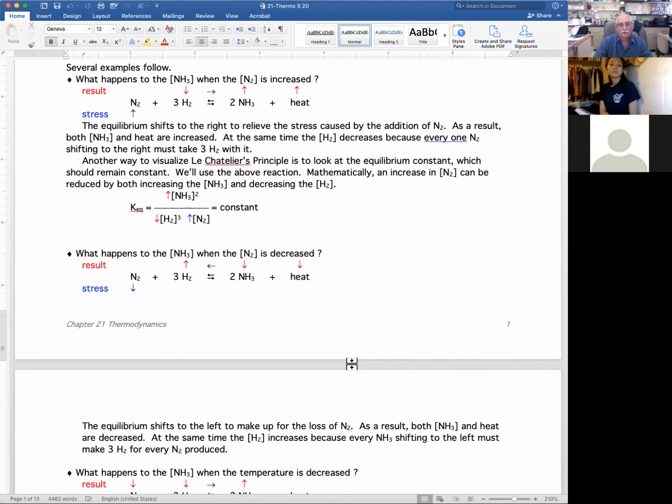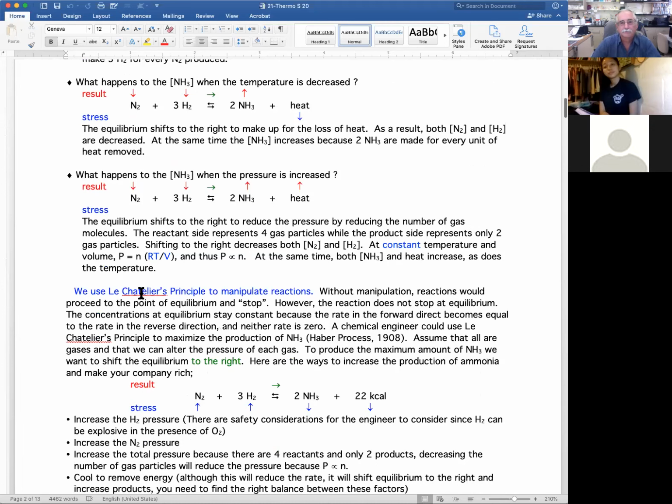So look at the next problem. What happens to the ammonia concentration when the nitrogen is decreased? So this time I'm reducing the nitrogen, that's the stress. And so I'm going to activate this reverse reaction. Whatever stress you do, it will shift in order to try to undo what you just did to it, because it wants to get right back to equilibrium. So that means that the arrow is going to shift that direction. So everything over here is going to go down, and everything over here is going to go up, except you're reducing that as you make it happen. Okay.